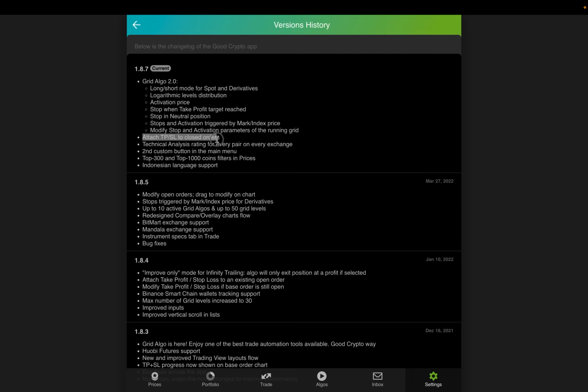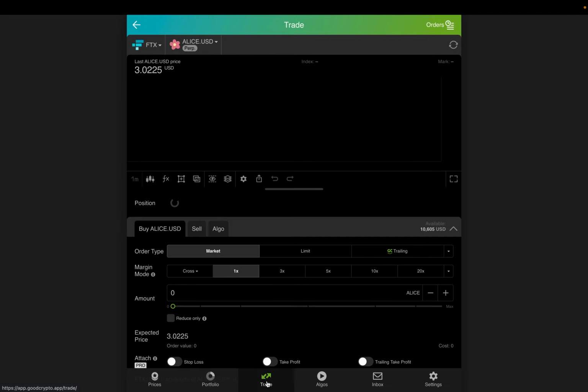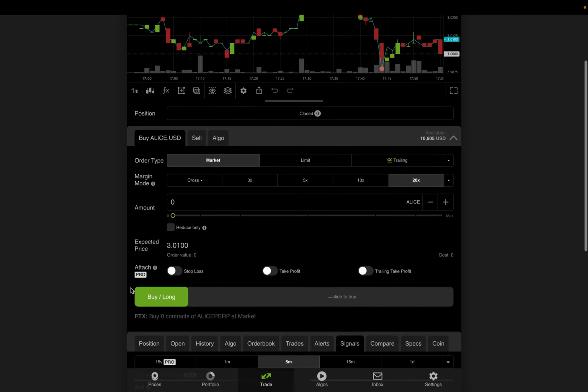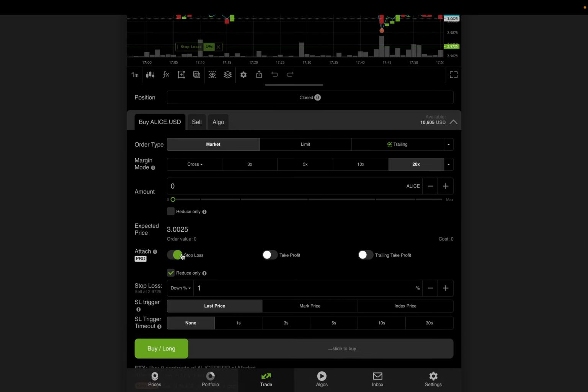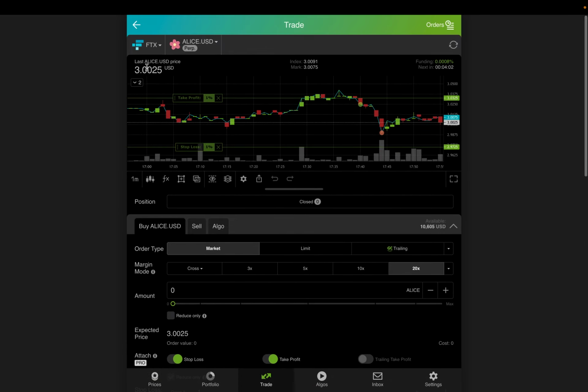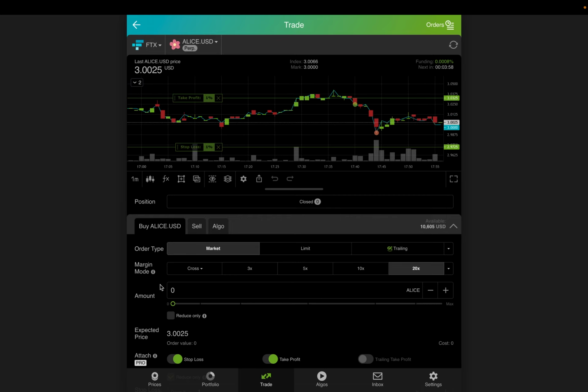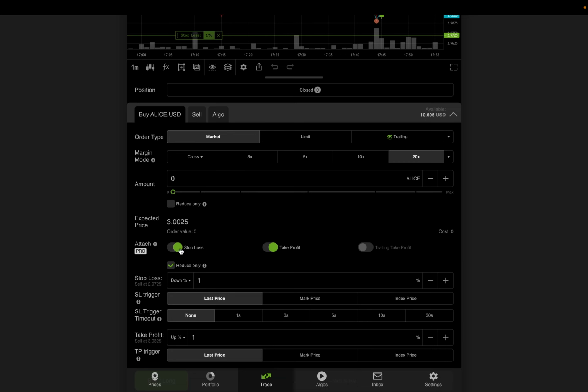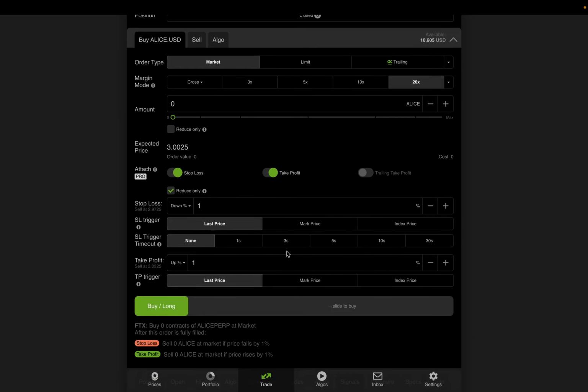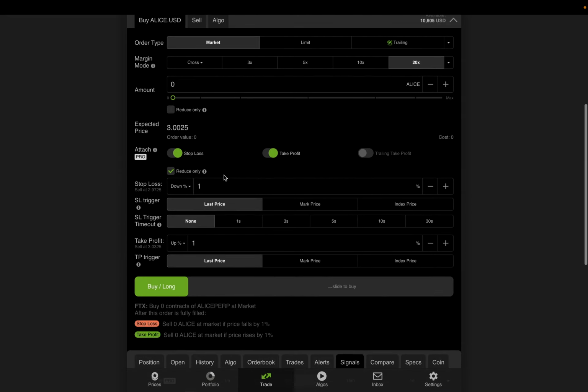So the feature is attach take profit stop loss to closed orders. So remember beforehand, I'll go to trade now. Beforehand, with GoodCrypto, you could attach stop loss and take profit while sending an order. So I'll send the market buy here for LSUSD on FTX, and I'll attach a stop loss and take profit, right? So once take profit or stop loss fails, the other one cancels. So that's basically our functionality that's been around for quite a while.